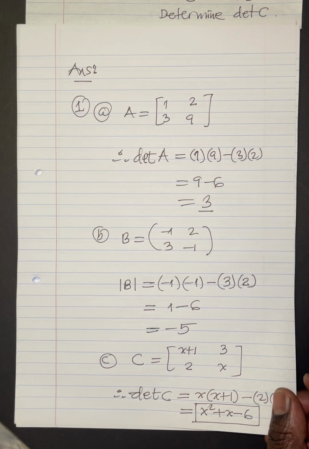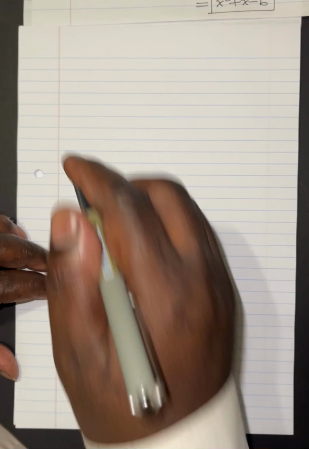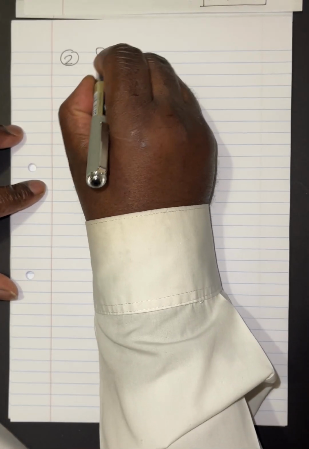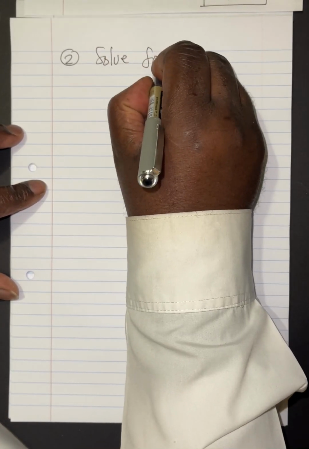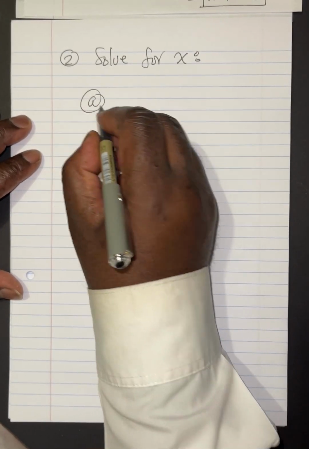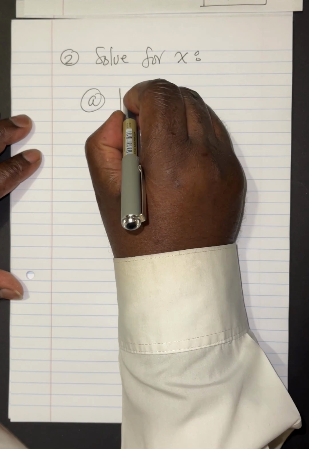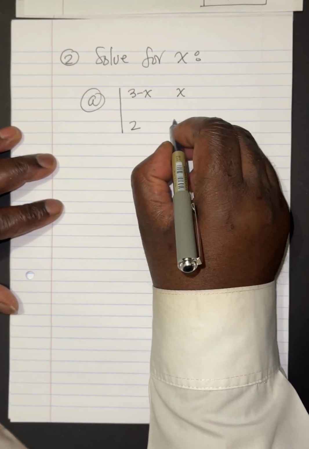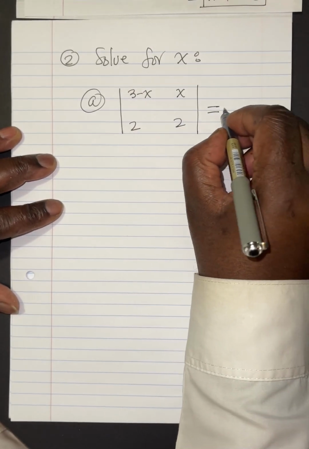Right, now you see what we're dealing with. So I'm going to move on finally to example number 2. That will be the end of this video. Example number 2, we are told to solve for x. Now we have matrix equations. A, we are told this is the determinant of 3 minus x, 2, x, 2, and we're told this is equal to minus 2.